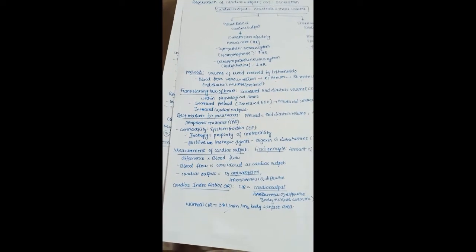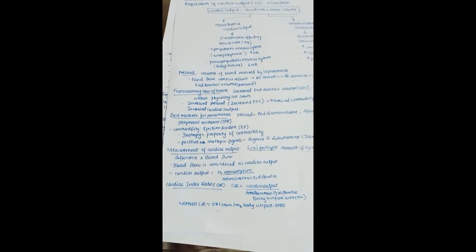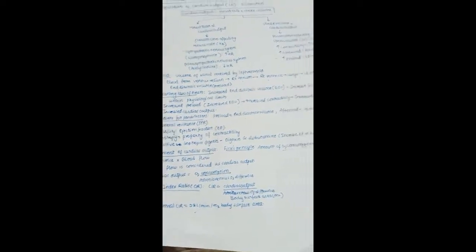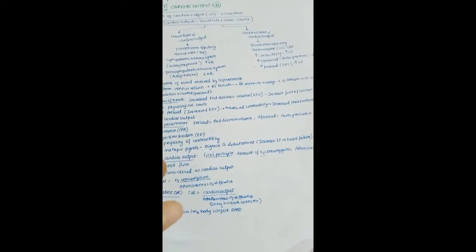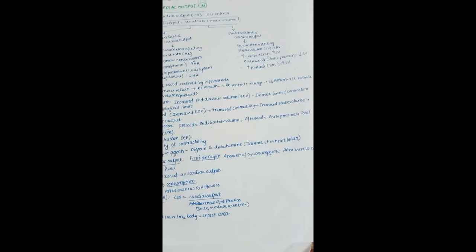So next let us see the measurement of cardiac output. How to measure the cardiac output? We mainly have two principles. The first one is Fick's principle, the second one is the cardiac index ratio. Fick's principle is nothing but the amount of oxygen consumption, meaning how much oxygen is consumed, how we can find out. We have a formula.